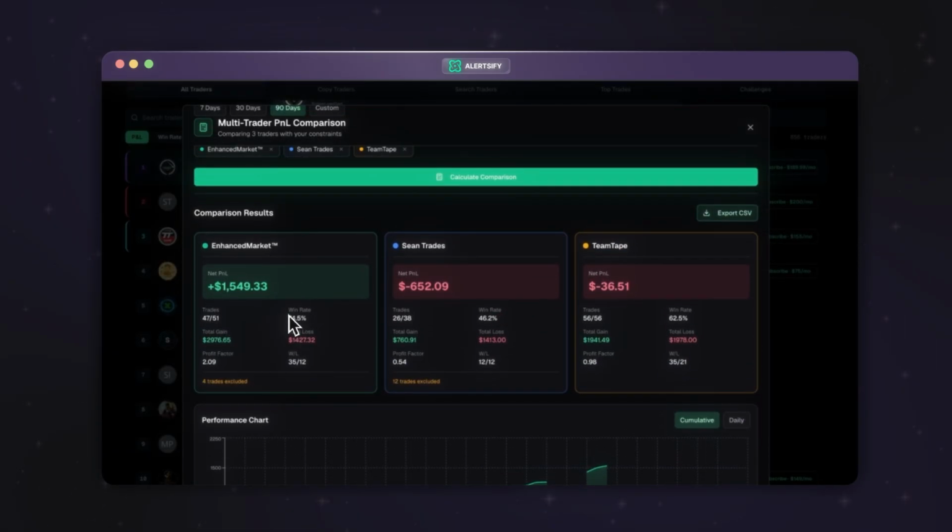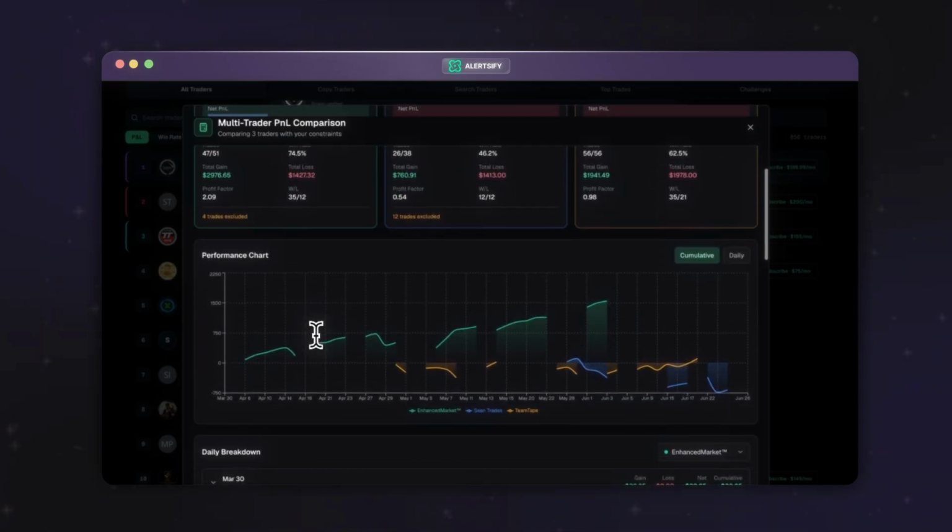And that last part matters. Following 3 different traders does not automatically mean you're diversified. If all 3 of them trade the same tickers, use the same strategy, or enter the same positions, you'd still be making one large bet without realizing it.